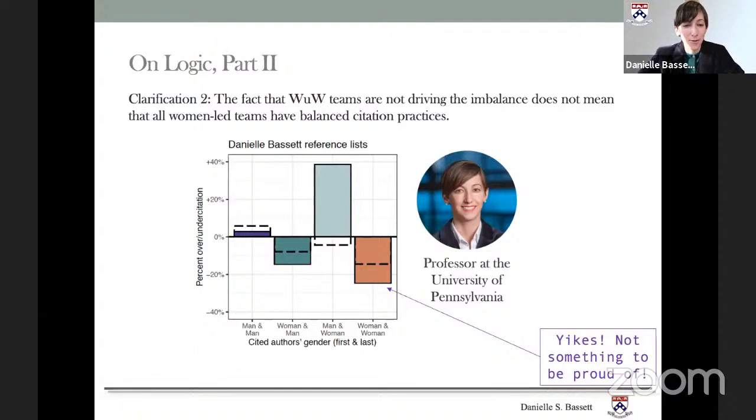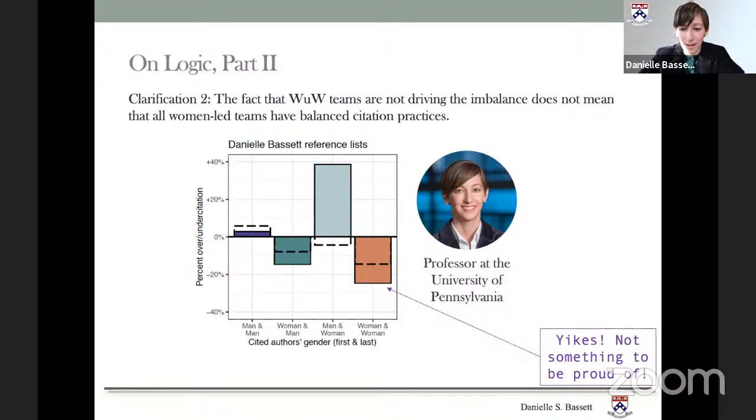And secondly, the fact that teams that have a woman on them are not driving the imbalance does not mean that all women-led teams have balanced citation practices. To show you that, I want to give myself as the counterexample. I didn't even realize this was something I should be caring about, and I asked Jordan to look at all of my citations from the beginning of when I was publishing. What he found is that I tend to overcite the man-man papers a little bit, but I drastically undercite the women-women papers, much more than the average person in my field.